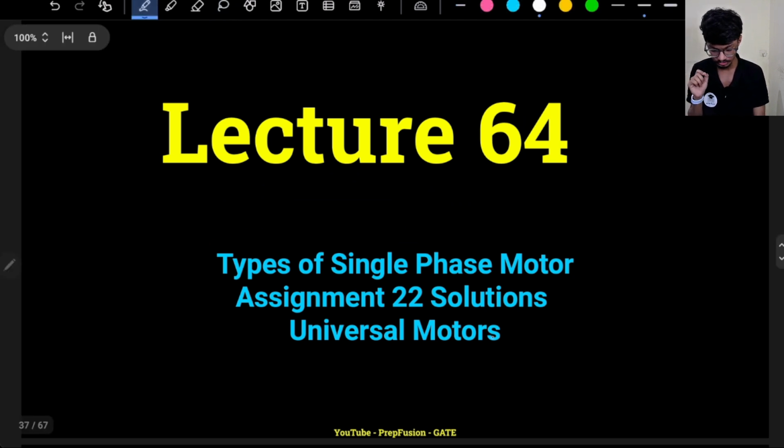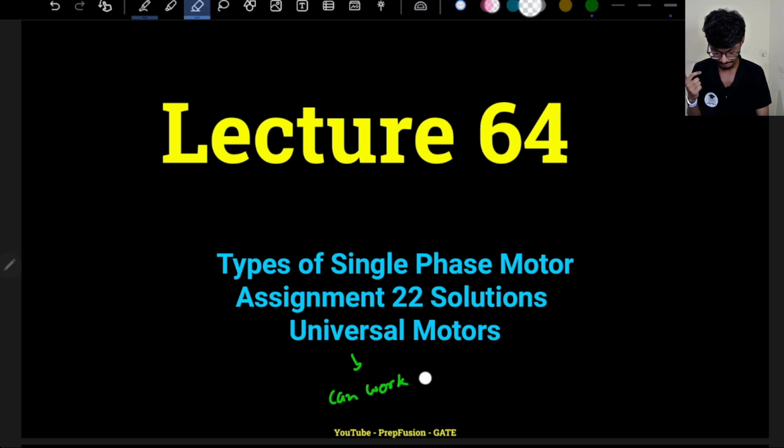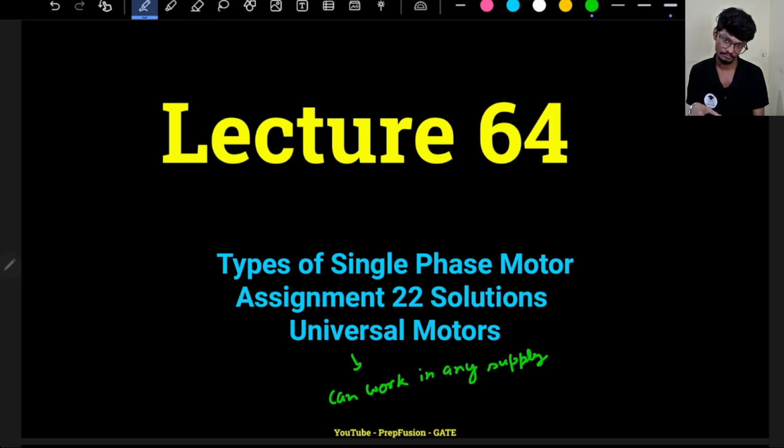So basically, what does universal motor mean? Universal means it can work in any supply. Okay, it can work in any supply. These are what my universal motors are. Basically I will make the DC series motor work as an AC motor, and why it works as an AC motor, that I will explain.